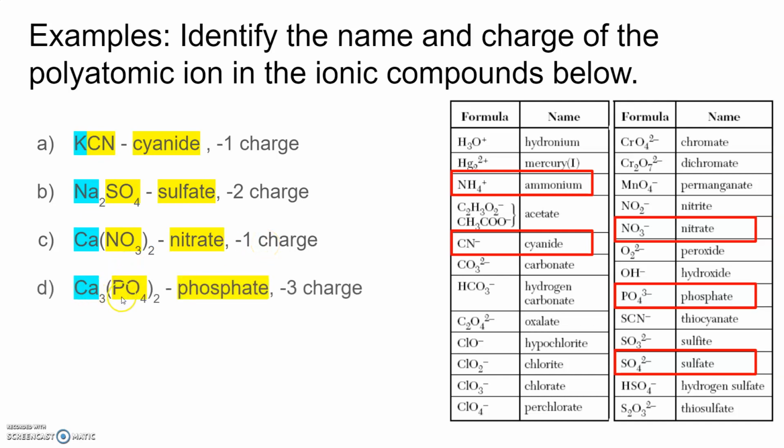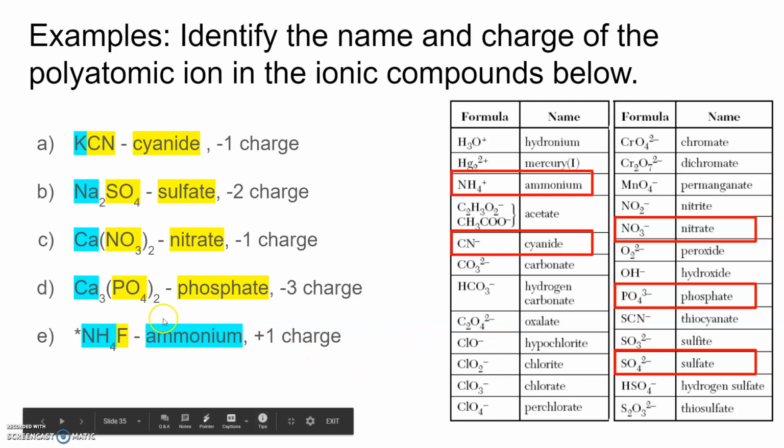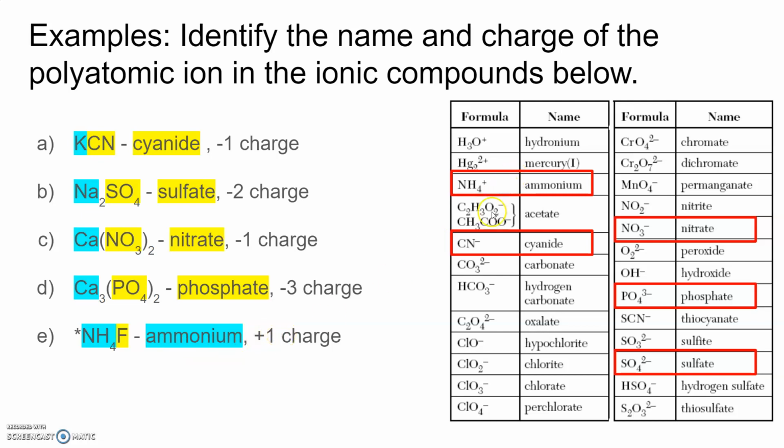Same thing for this next example. It has a parentheses, so I'm going to focus on what's inside the parentheses. It's PO4. I look for it here in the table. Here it is, PO4. It's phosphate and has a -3 charge. Now, the last example is tricky because most of the polyatomics you're going to focus on the nonmetal part. But in the case of ammonium, we just have to recognize and remember that ammonium is a polyatomic that acts as a metal. So that's why it's written first, just like all the metals are written first. And ammonium has a +1 charge. So you can find that in the table here.